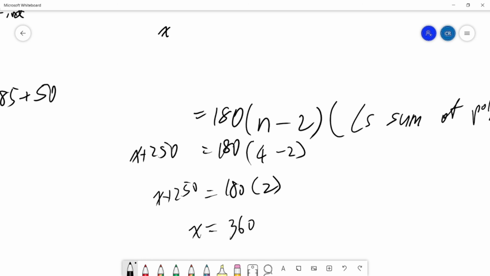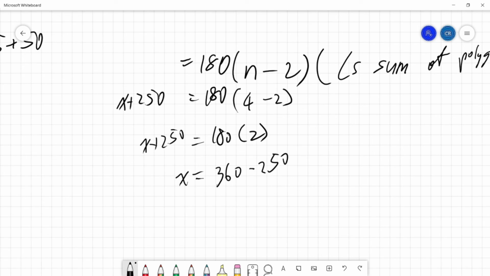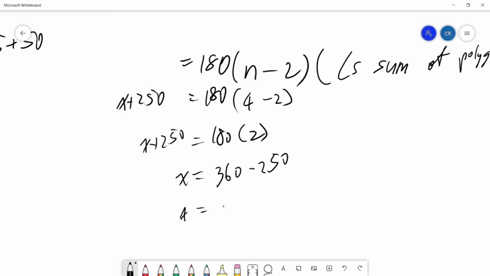So let's move the like terms. We have to turn 250 into minus 250 and move it over to the other side. So we move it, change the sign, cool. 360 minus 250, and x should equal 110, I believe. Yep, 110.